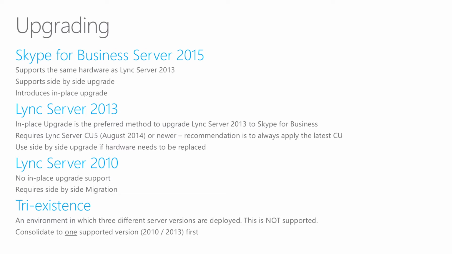If your current environment is Lync Server 2010, there is no support for in-place upgrade. You must use side-by-side migration. And finally, please note that tri-existence is not supported. Tri-existence is any environment in which Lync Server 2010, Lync Server 2013, and Skype for Business Server 2015 are deployed. You must consolidate to a single version before beginning the migration process.